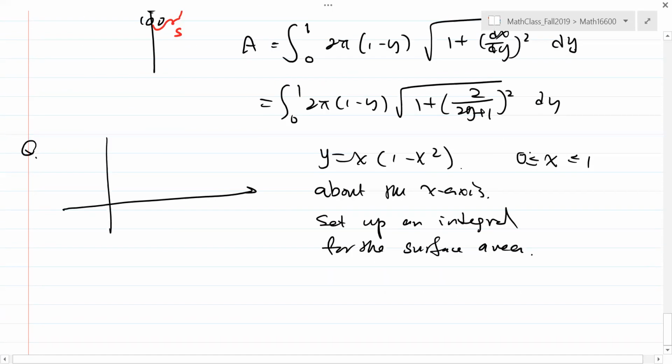So how do you sketch the graph? Well, you draw the starting point, which is the origin when x equals 0, y is 0. You draw another point when x equals 1, y is also 0. But between 0 and 1, y is positive, so the graph is above the x-axis. That's it, right? And then the rotation is about the x-axis.